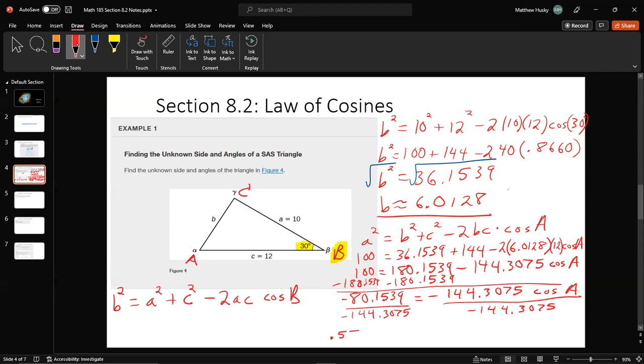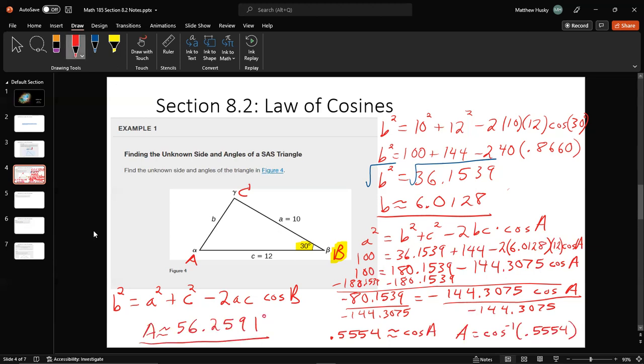So 0.5554 is approximately equal to cosine of A. So then that means A is going to be the cosine inverse of whatever that decimal is. And if we do that, I'll put the result we get over here. So the cosine inverse of that decimal is going to be 56.2591 degrees. So we have angle A.